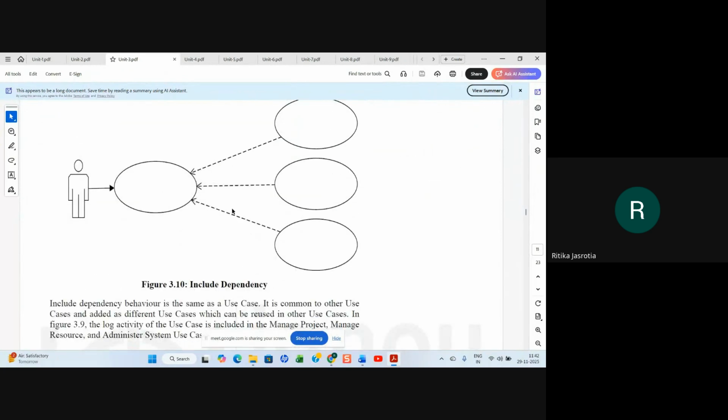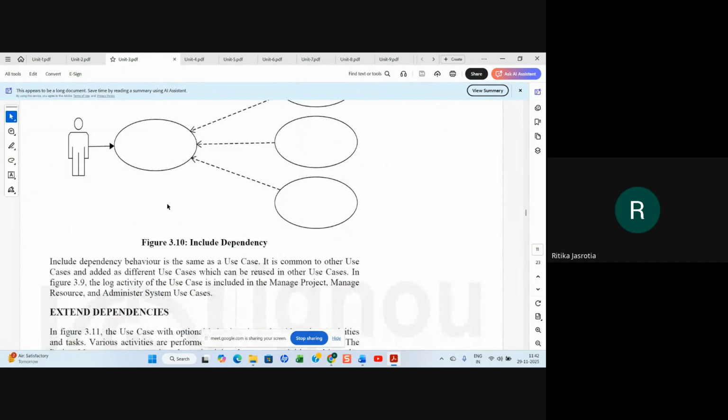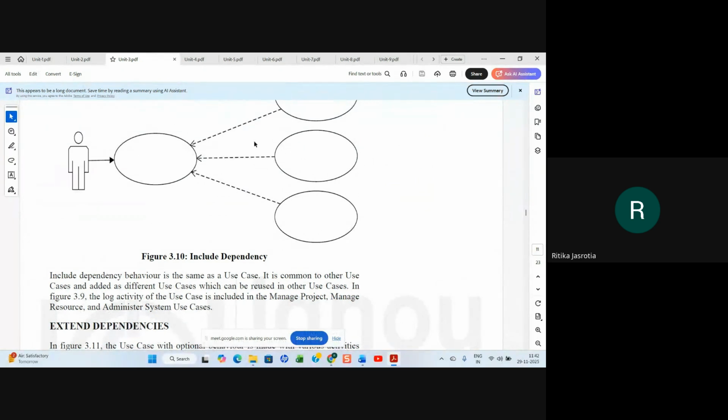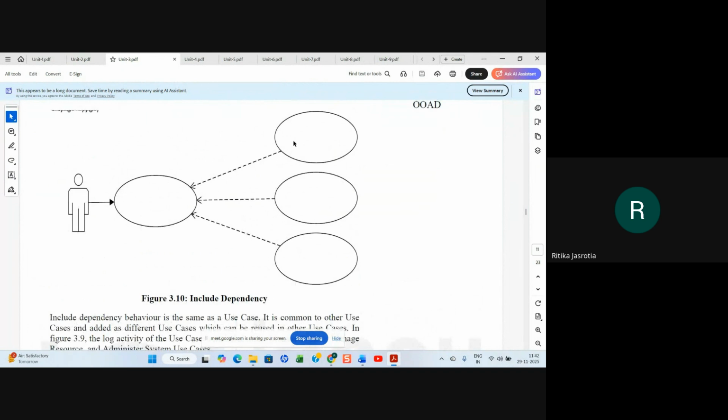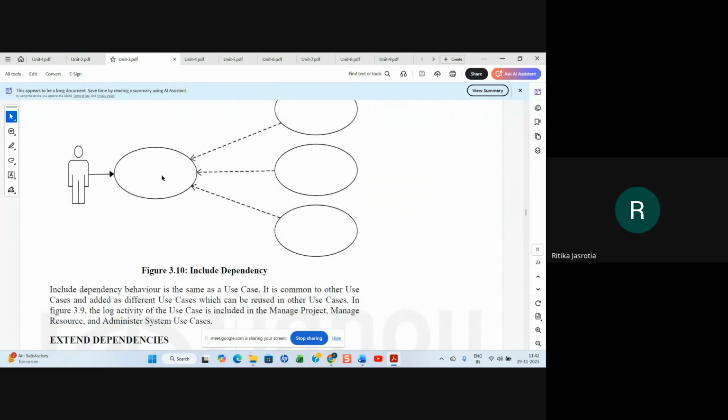Like here, suppose you have, they are saying it is common to use cases and added as different use cases which can be reused in other use cases. The log activity use case is included in the manage project, manage resource, and administer system use cases. So the administer system use case is there, administer system.